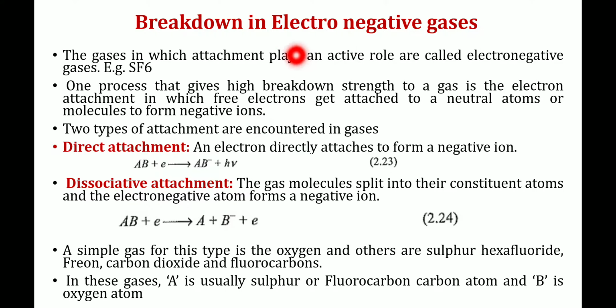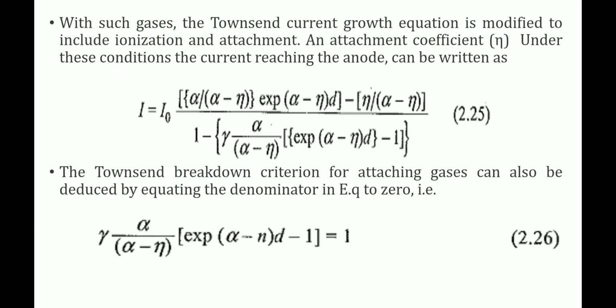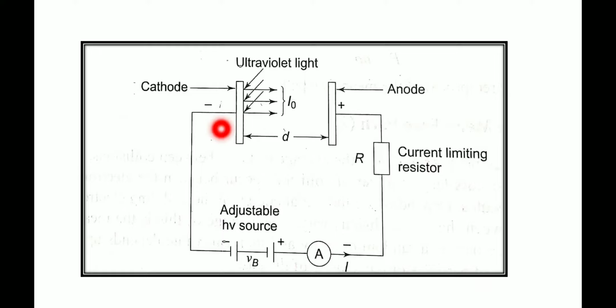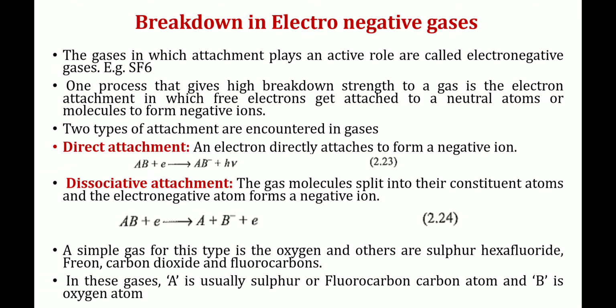During this attachment process, negative ions are produced, right? In the attachment process there are two types. The first one is direct attachment. What is direct attachment? See this diagram. Suppose this electron directly gets attached to the neutral gaseous molecule, then it is called the direct attachment process, and it will form the negative ion itself.